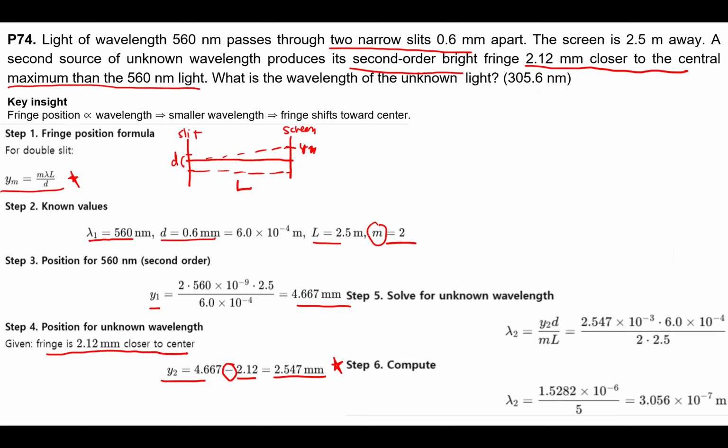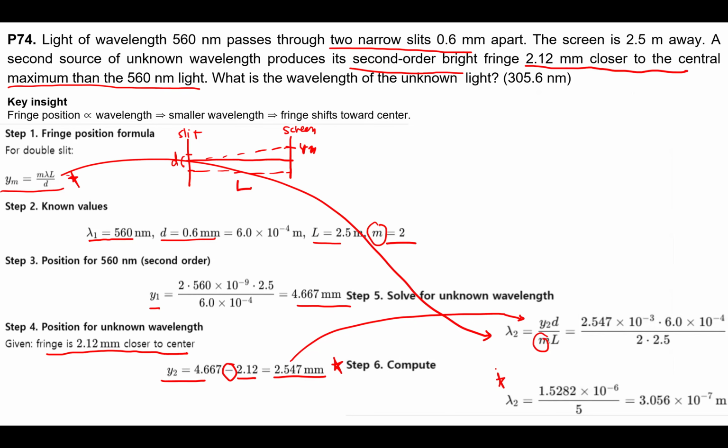And then once again, we are going to modify this formula for the unknown lambda 2. Lambda 2 is given by this one. And then we have the same m, m equal to 2. And Y2 is shown here. Then we can calculate it.